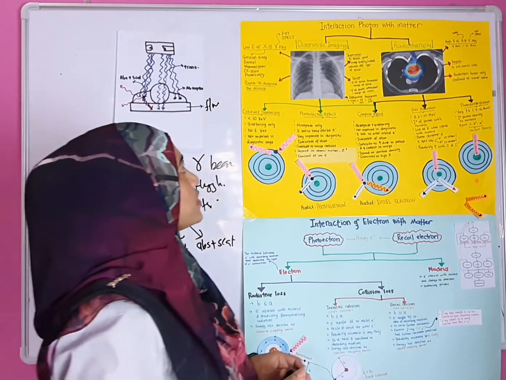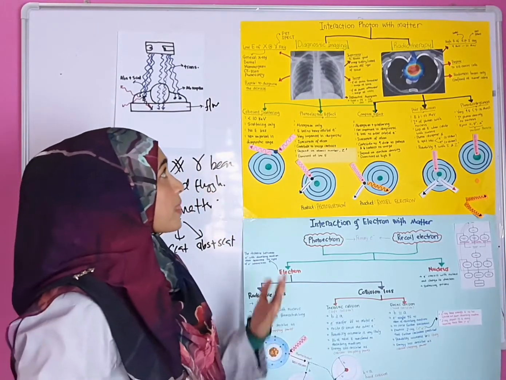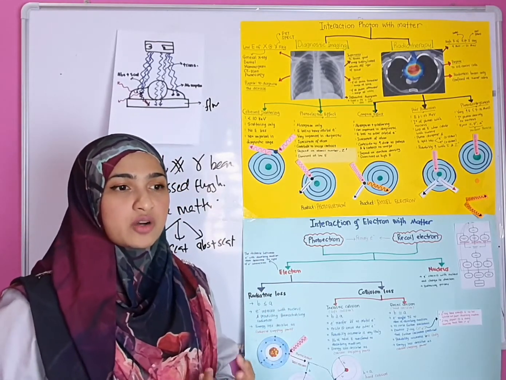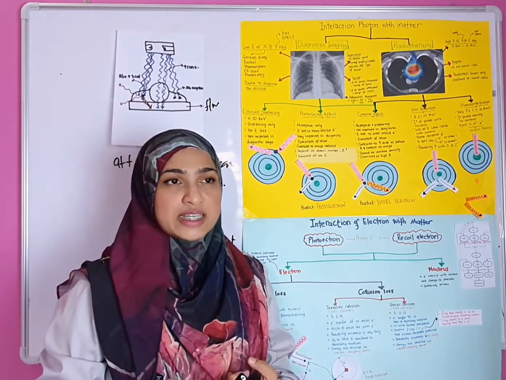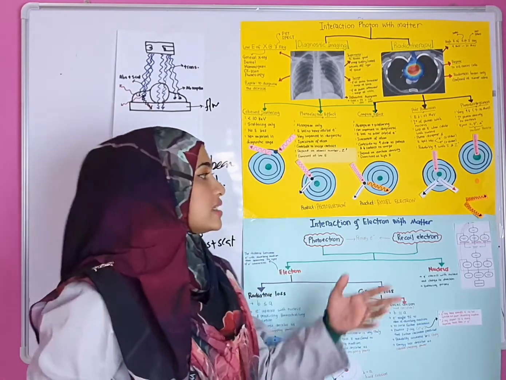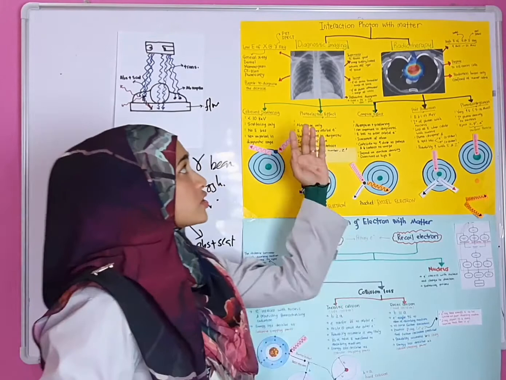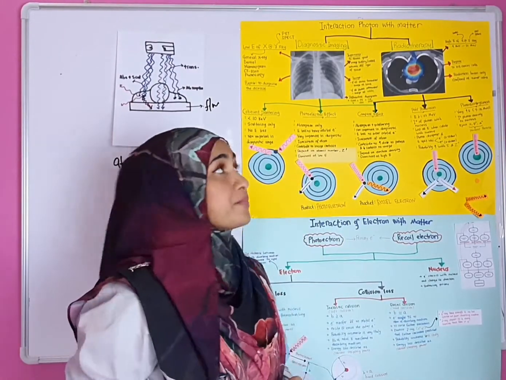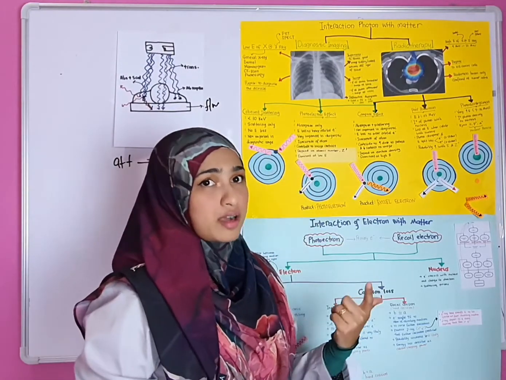Now we are going to go to interaction of radiation with matter. There are two interactions of radiation with the human body. Firstly, interaction of photon, which is X-ray or gamma ray, with the human tissue, and another one is interaction of electron with the human tissue. Firstly, I'm going to explain the interaction of photon with the matter. The photon here means either X-ray or gamma ray.